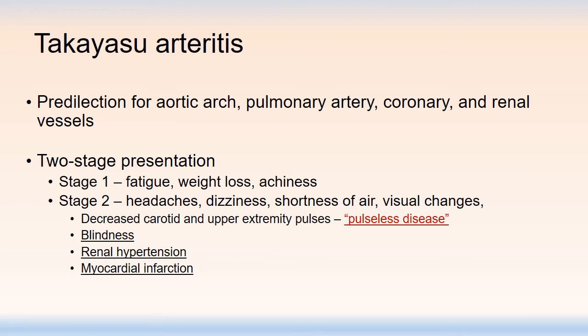Takayasu's arteritis has a predilection for the aortic arch, and I'll show you an image in a moment that depicts that. Two stages of presentation are typical. In the first stage, there are very nonspecific symptoms like fatigue, weight loss, achiness. These could be present in a lot of vasculitic conditions. This could be present in a lot of autoimmune conditions. But then stage 2 tends to get a little bit more dramatic. Headaches, dizziness, visual changes that can progress to blindness. And Takayasu arteritis is sometimes called pulseless disease. That is one of the hallmarks of Takayasu arteritis. Other things like blindness, renal hypertension, and myocardial infarction can also occur.